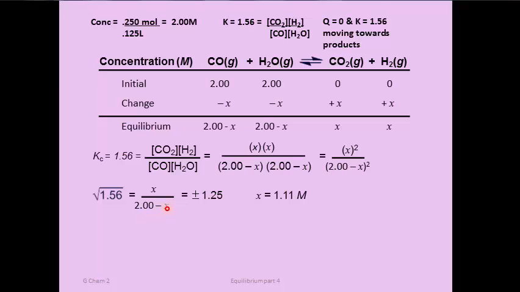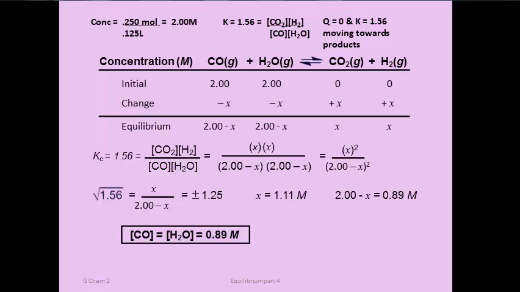Multiply 2 minus x through 1.25. Collect your x's, solve for x, and you'll end up with 1.11 molar for x. So anywhere you see an x, you now can substitute in 1.11. And anywhere you see 2 minus x, you substitute in, and it'll be 0.89 molar.